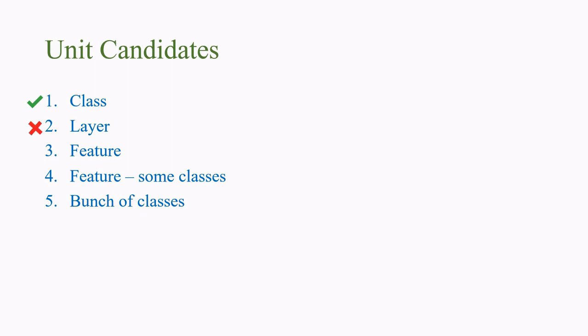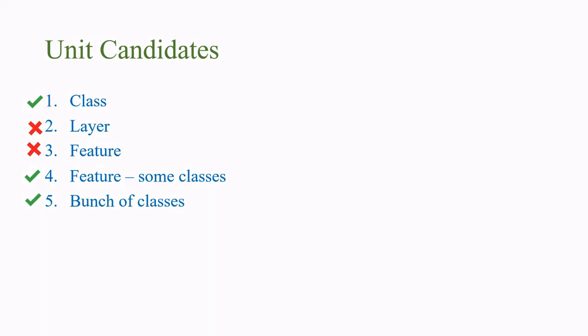Feature. It might not be possible to use feature as a unit because feature will generally contain some classes that should not be unit tested. Like in the previous case we spoke about the ORM layer or a payment interface layer. Feature minus some classes. Okay, this actually is ideal because we've removed the classes like payment interface or ORM. So this actually works. The last one, a bunch of classes. This also works.